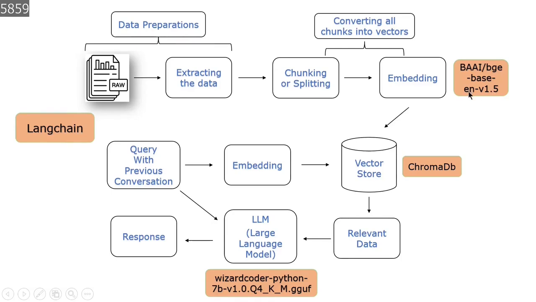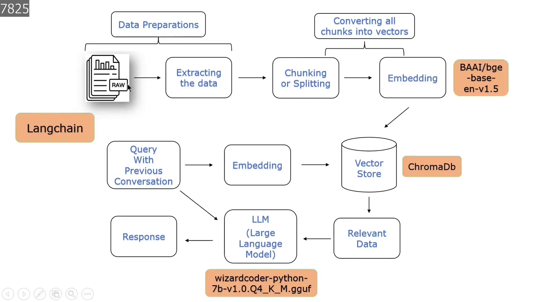So why do we need an embedding model? Because our data will be in character format and we want it to be in vector format, because most of the machine learning models only work with numerical data. So that's why we need an embedding model to convert the character data to a vector format. And apart from that, we are using a WizardCoder model as an open source large language model.